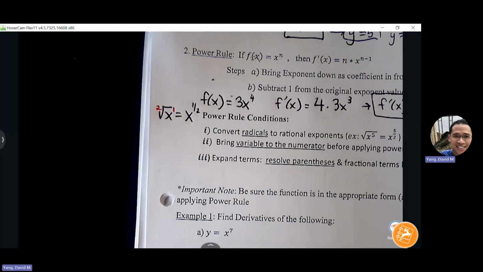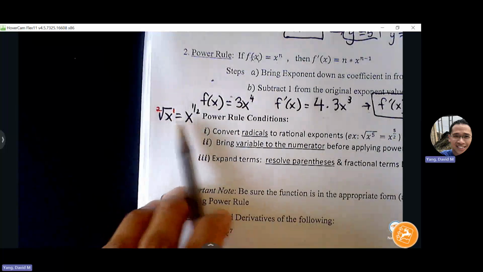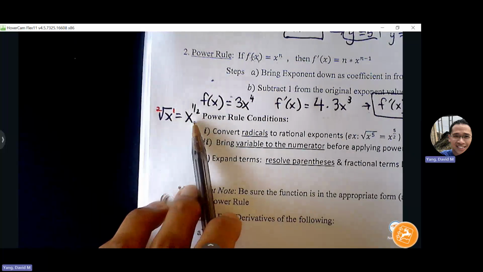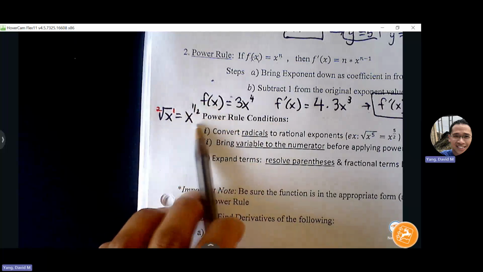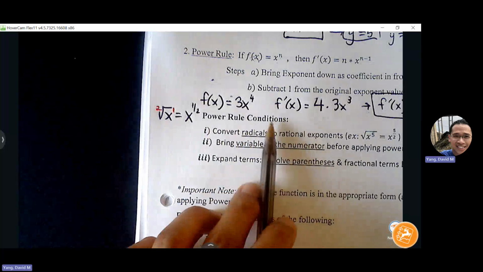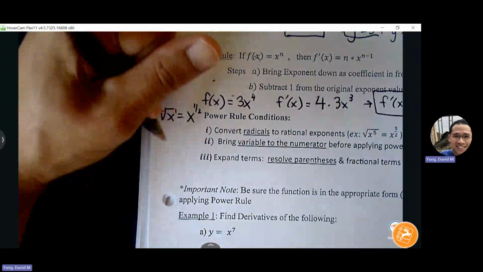Yeah. You're just subtracting from 1. Oh, no, right now I'm not doing derivative. I just wanted us to rewrite it from radical to rational exponents. Just because we want to make sure that everything is in place before you do power rule. Okay, so these conditions mean take care of these things before you do power rule. Okay. Let me just go through some more examples here.